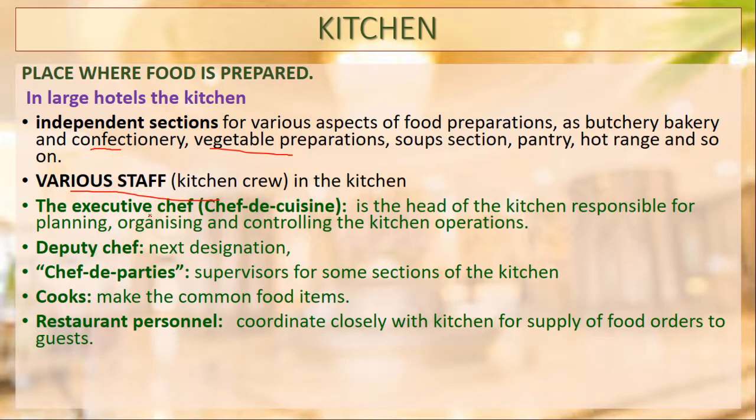Now, the staff used is executive chef, say chef de cuisine, is the head of kitchen who is responsible for planning, organizing and controlling the kitchen operation. He is the head. Then you have deputy chef who is next in designation. Chef de parties, he is the supervisor for some sections of the kitchen. So different sections, they can have different chef de parties. Then you have cooks who actually make the food items as per the instructions of the executive chef. And restaurant person, they have to coordinate closely with the kitchen for supply of food orders to the guest so that whatever is required by the guest, it reaches them on time.